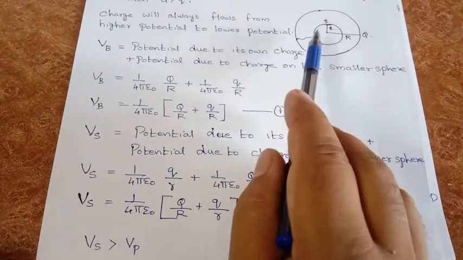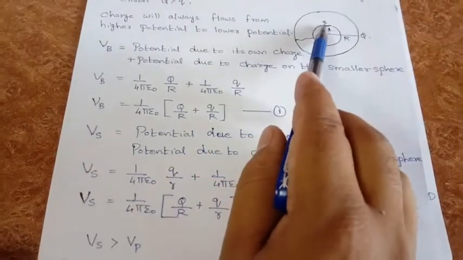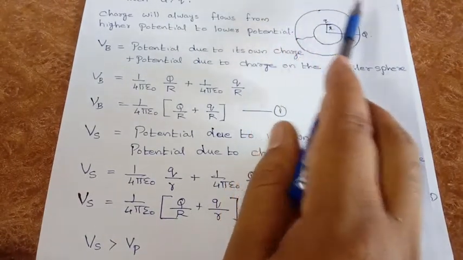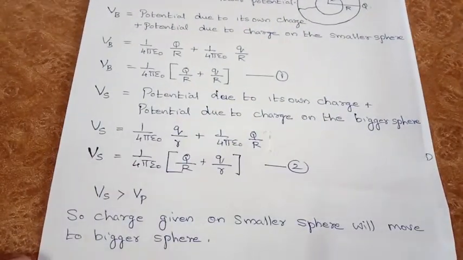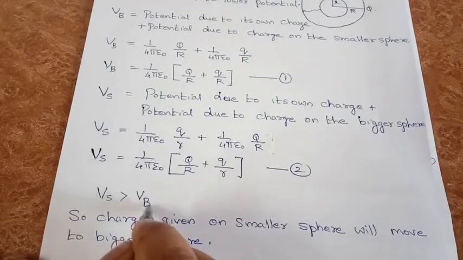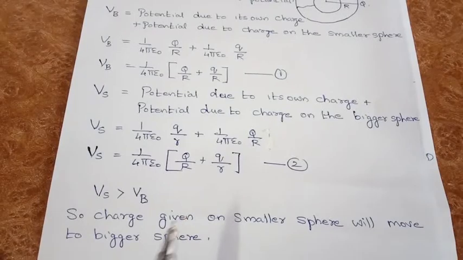Therefore, if they are connected by a small conducting wire like this, what happens? The available charge on the inner sphere will automatically shift to the outer sphere and will be spreading on the surface of the outer sphere. So the direction of charge flow is determined by the potential or potential difference. Here potential of the smaller sphere is greater than potential of the bigger sphere. Therefore whatever charge is given on the surface of the smaller sphere will automatically shift to the bigger sphere. So this will be the answer. The charge will flow from the smaller sphere to the bigger sphere.